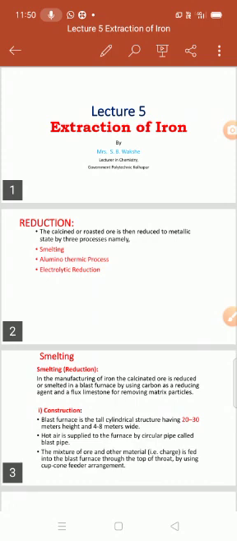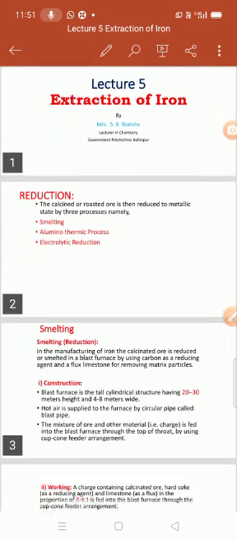We earlier discussed the important ores of iron: hematite, limonite, pyrite, magnetite, etc. But among all these important ores of iron, we use hematite because it is a rich resource. Now we have discussed the ores and the states in which they occur.